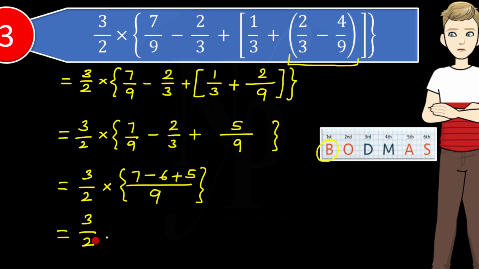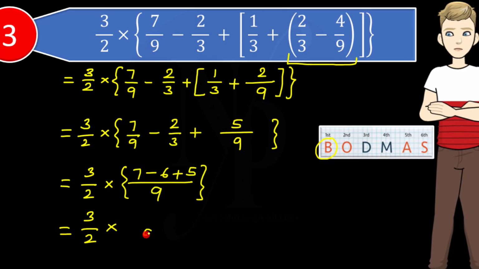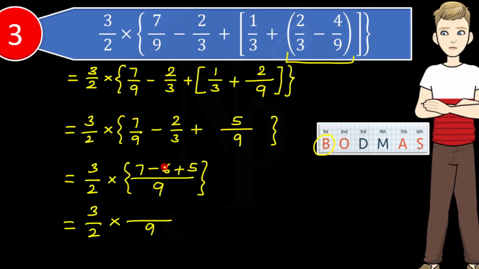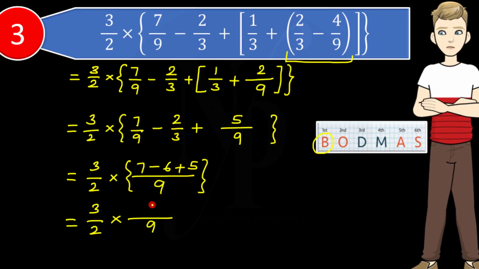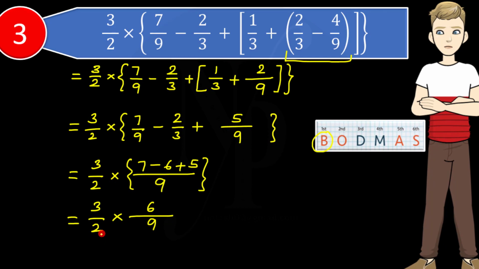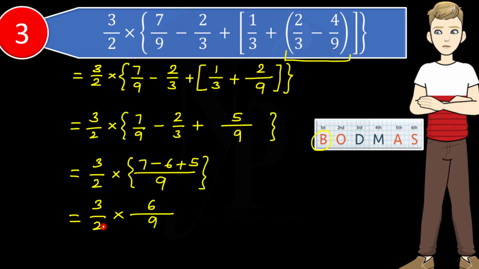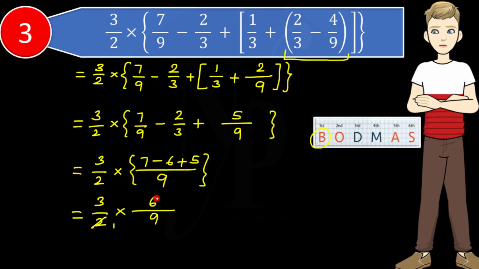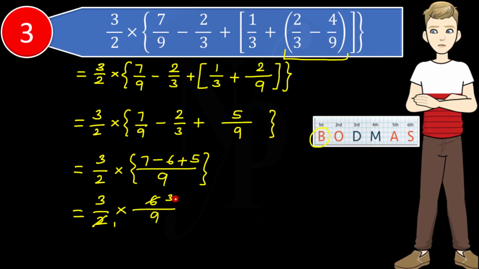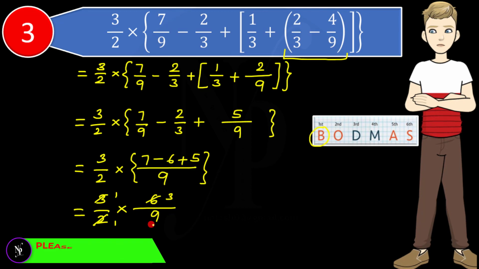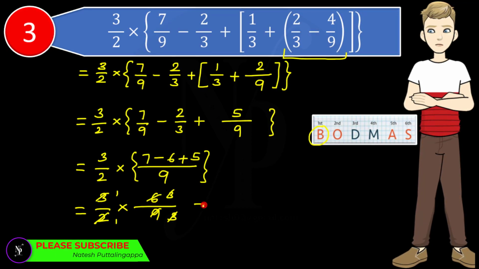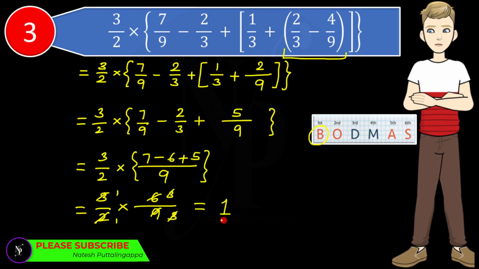Now I write 3 by 2 into 9 in the denominator. 7 minus 6 is 1. 1 plus 5 is 6. So I get 6 by 9 on simplifying the terms within the flower brackets. Now I divide 6 by 2. 2 1s are 2. 2 3s are 6. Again 3 1s are 3. 3 3s are 9. 3 by 3 is 1. So 1 is the simplified form of the given expression.